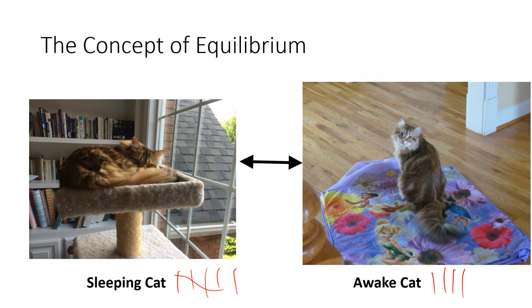And I can change this equilibrium again by doing something like introducing a bug or a bird in the house, or making the house very warm so he wants to sleep more frequently or whatever. I can change this equilibrium to favor either the sleeping cat or the awake cat.